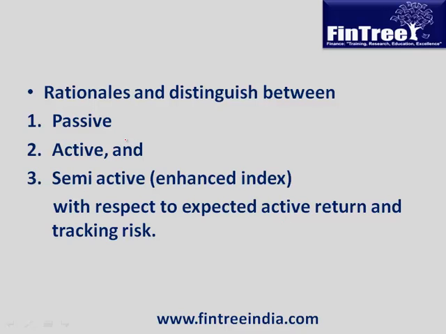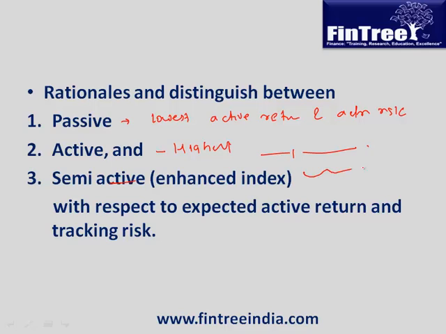Now, can I say that passive will have the lowest amount of active return and the lowest amount of active risk? And can I say the active portfolio strategy will have the highest of both of these? And then semi-active would lie somewhere in between. Have we also learned that there is something called the information ratio? So now see what is the information ratio. How do we calculate it?